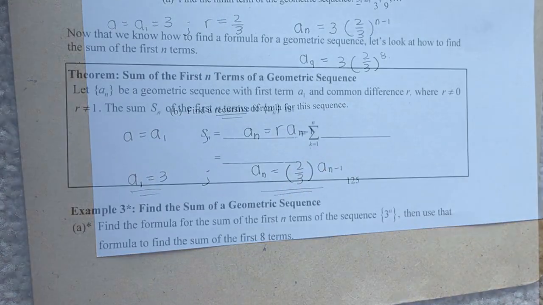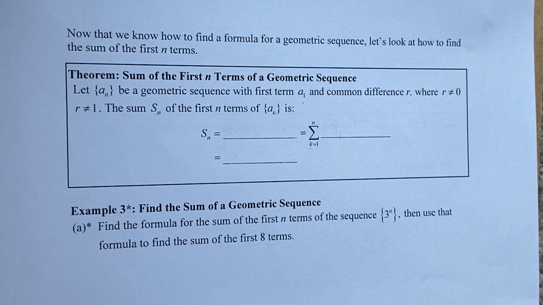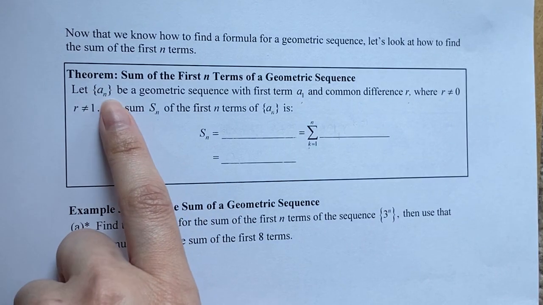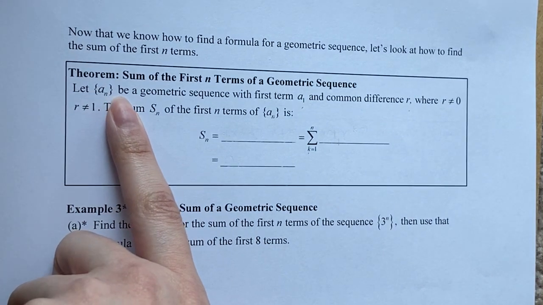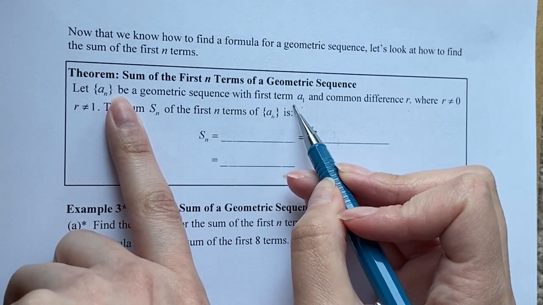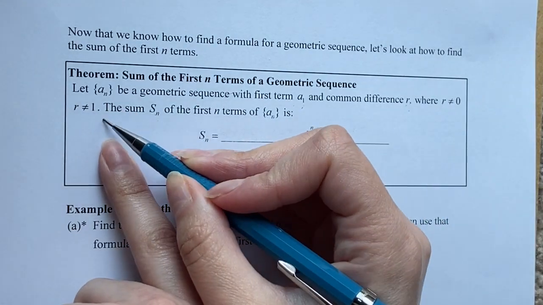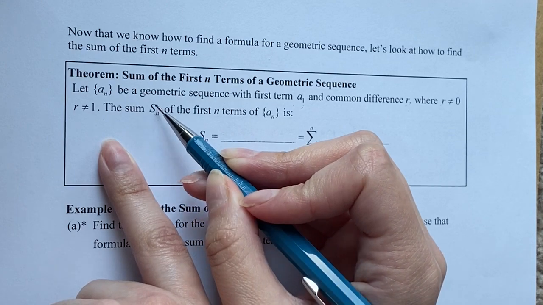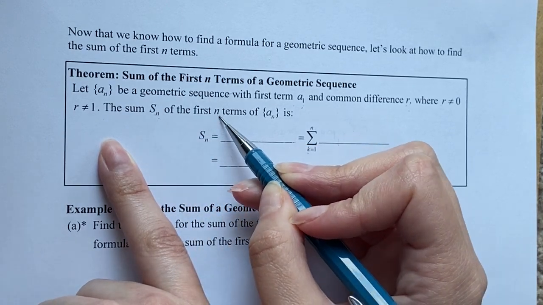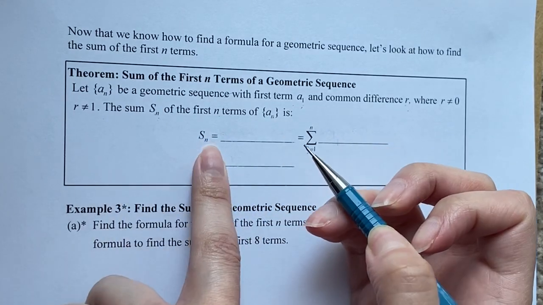Okay, so now that we know how to find a formula for a geometric sequence, let's look at how to find the sum of the first n terms. So obviously we're going to have a geometric sequence with the first term A sub 1 and common ratio R, where R is different than 0 and different than 1. Then the sum S sub n of the first n terms of the sequence is going to be the following.